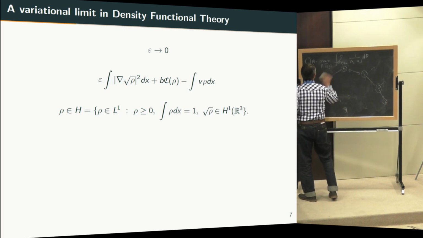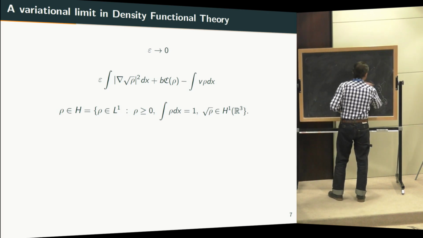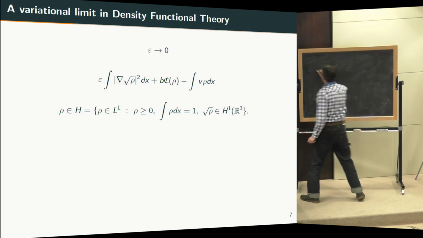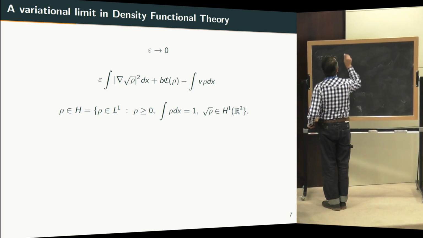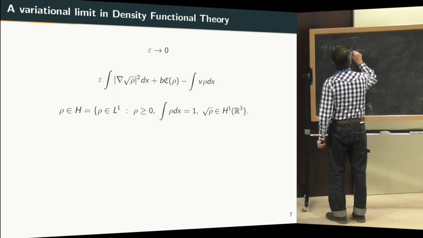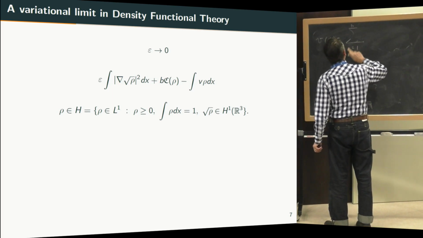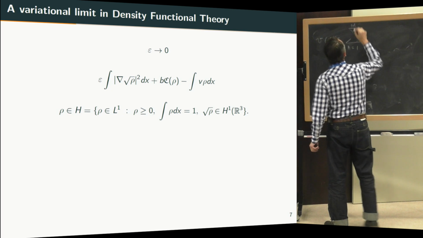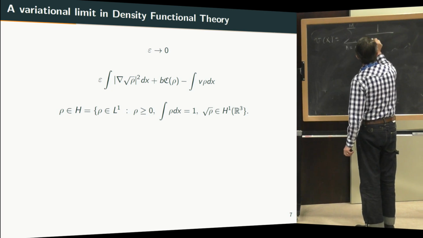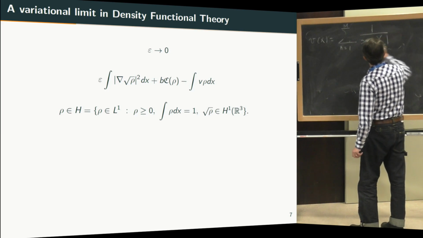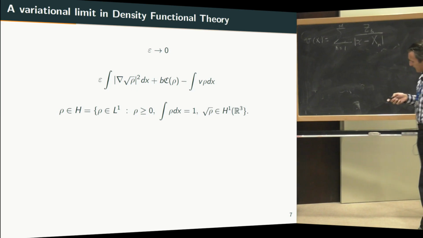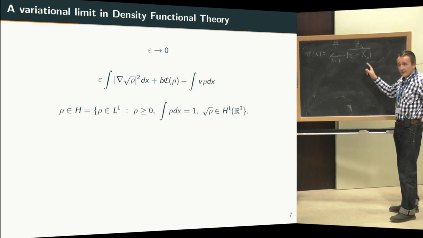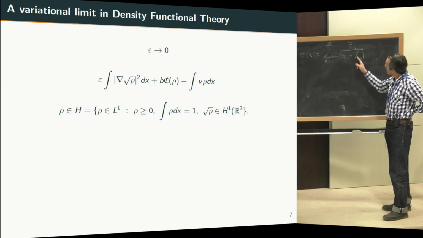V will have a particular expression for me. V of x will be minus the sum for k from 1 to M of z_k over x minus x_k. So it will be a Coulomb interaction with a finite number of points which have a positive weight.